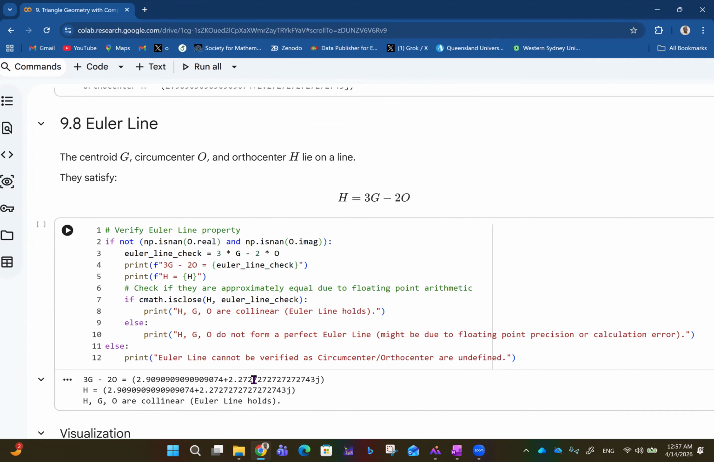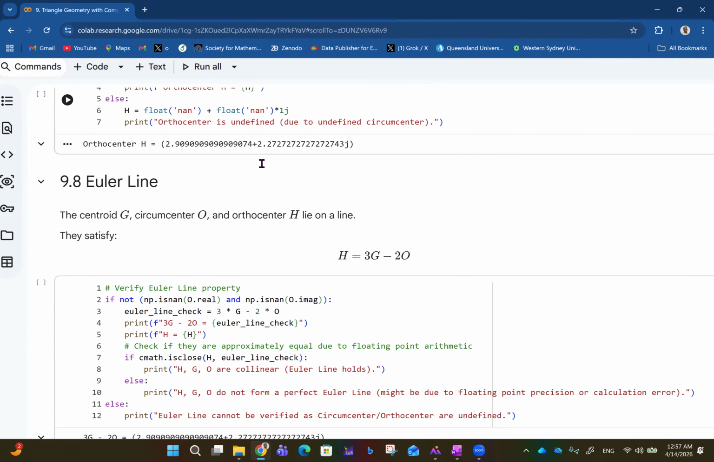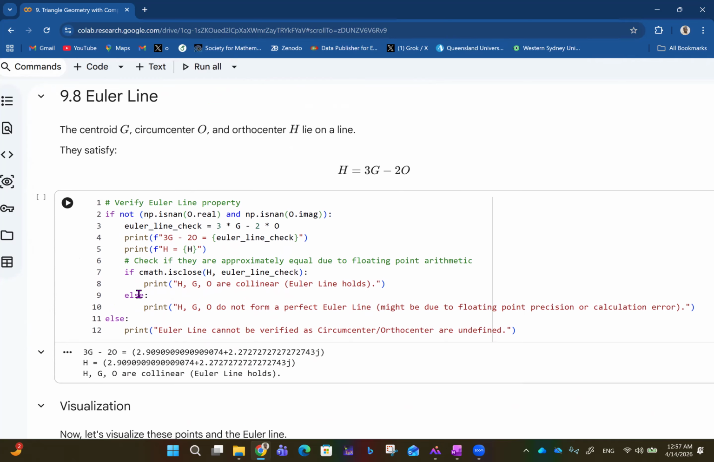We have 2.90 plus 2.27. So you see that the Euler line seems to coincide with the orthocenter in this case. Then the orthocenter H also is 2.90, exactly the same as the Euler line. So H, G, and O are collinear, because if they are collinear, it means that they are basically functionally the same, or one is a multiple of the other.